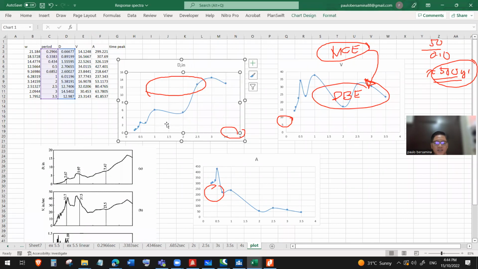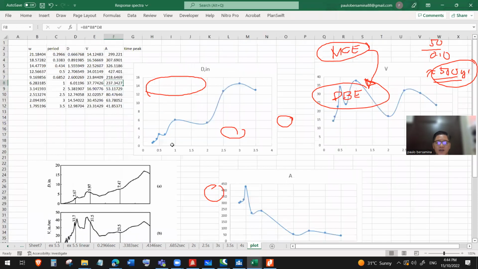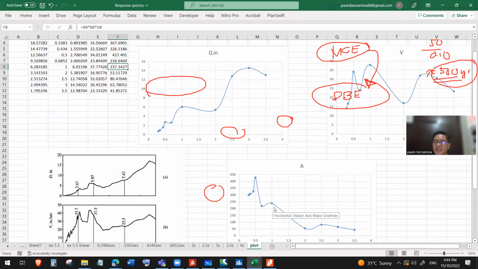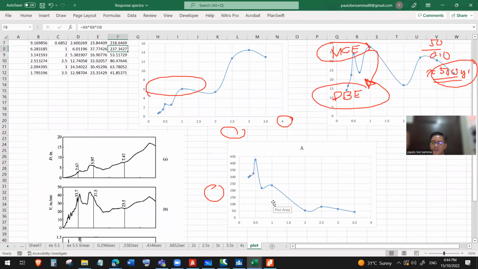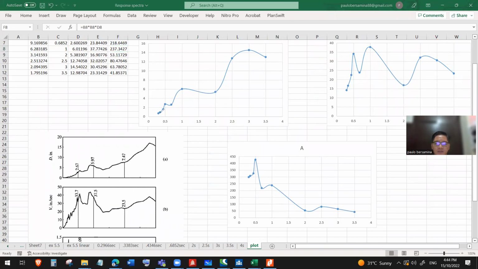So, na-include na siya. So, as you see, syempre, kulang ako ng data, no? So, pinakita ko lang naman yung general trend. Okay? Yan. So, ito yung nakuha natin, the deformation response. So, as you see, at least yung trend increasing din talaga, which is consistent with this one. Okay?